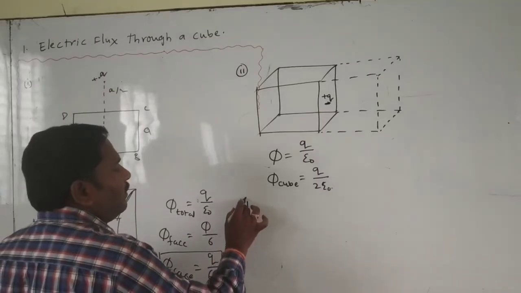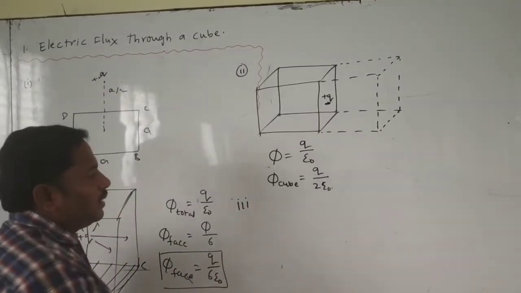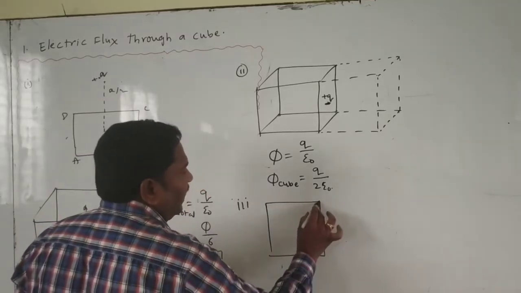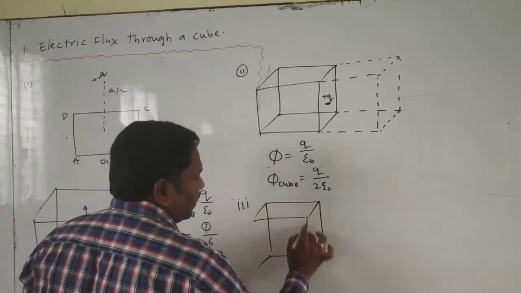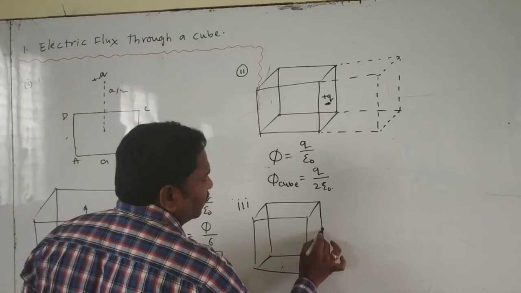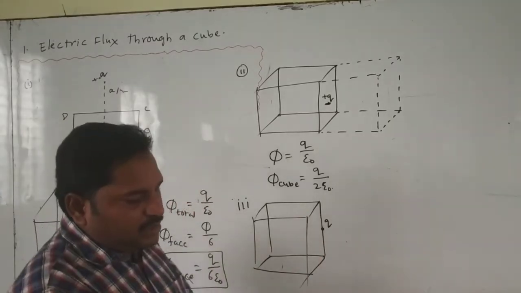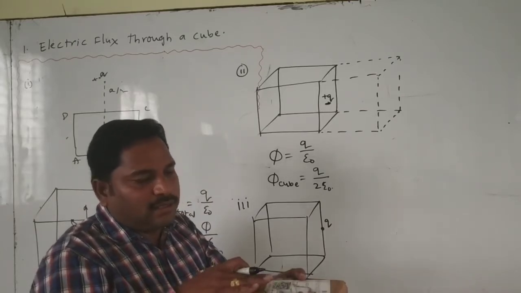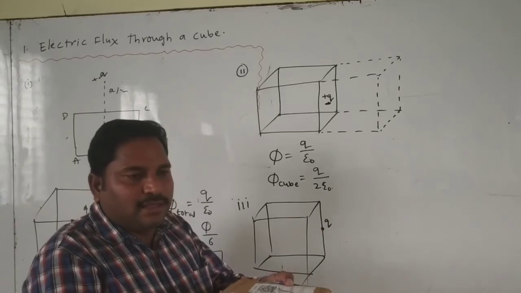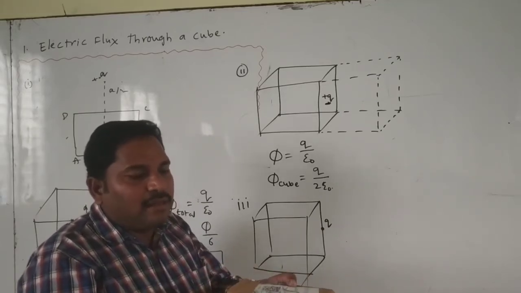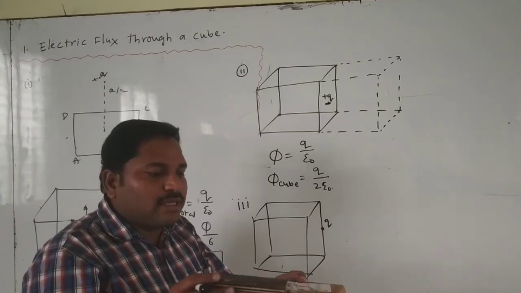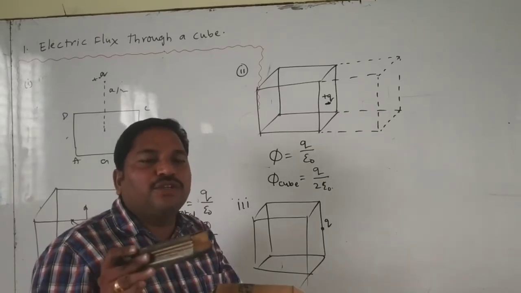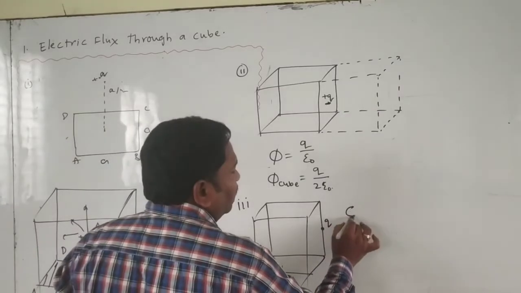Next, number three. Suppose the charge is placed at the edge of the cube. Here we place it. Then how many identical cubes can we construct? This is one. The next one, and on top one more, and upon this one more. So that means this edge is shared by 4 cubes. That means the charge is shared by 4.